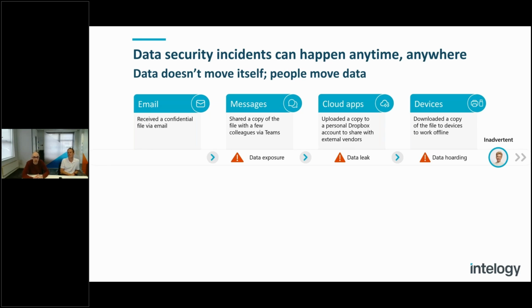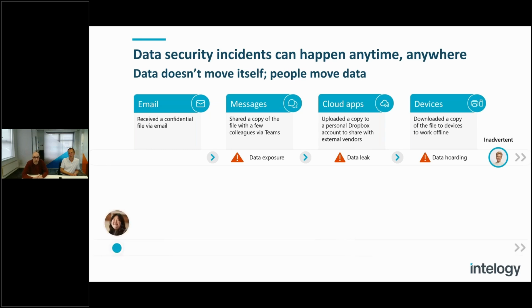User A receives some exciting information via email. We've all got it and we want to share that excitement with our colleagues. She shares the file through Teams, uploads it to personal storage to share externally, and also downloads a copy. It's obviously very exciting stuff. There was no bad intent behind these actions, but there was also nothing in place to prevent her from doing that, or to kind of guide the process to stop her from being able to do that.